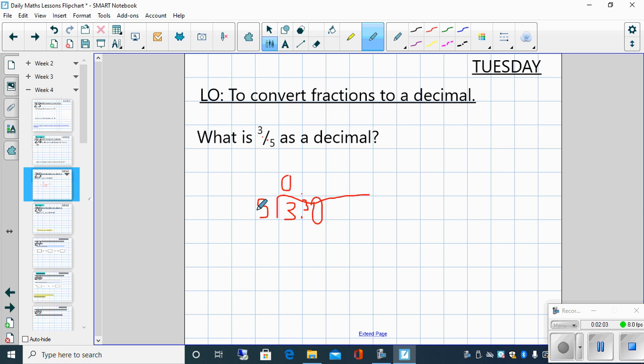Now we do exactly the same. What is 30 divided by 5? How many 5s are there in 30? Well, there are 6. 6 5s are 30, and there is no remainder. So that's all we need to do. So what is 3/5 as a decimal? Well, it is 0.6. How did we work that out? We can use the fraction and divide the numerator by the denominator to get our decimal number.